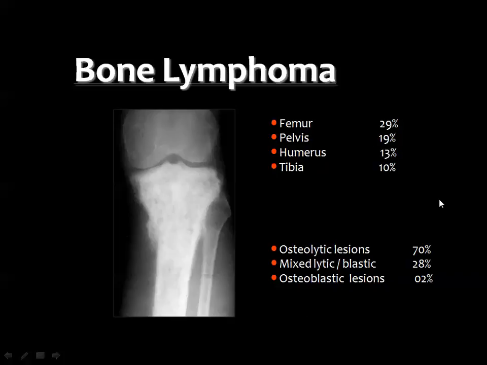These are the frequent bones involved by lymphoma, including the femur, the pelvis, the humerus, and the tibia. And here are the radiologic appearances of lymphoma of the bone: osteolytic lesions in most of the cases, mixed osteolytic and blastic lesions in a good percentage, then osteoblastic or sclerotic lesions are less frequently seen.